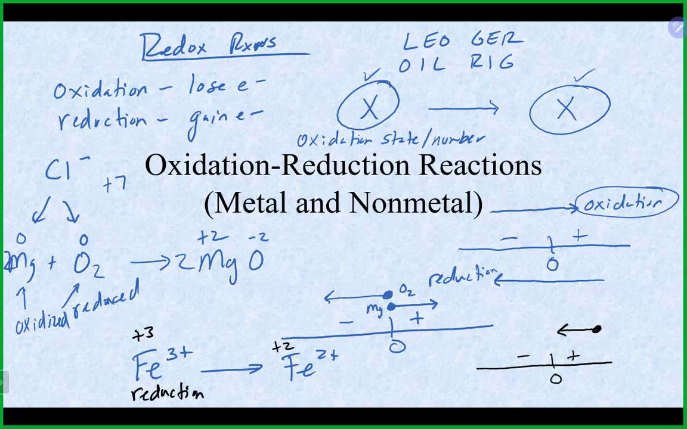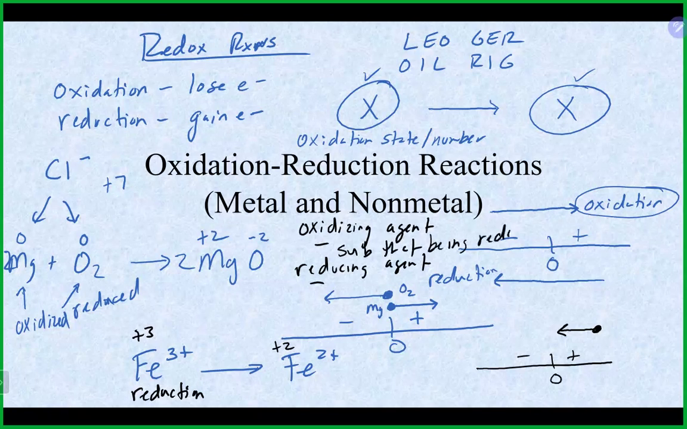Now, when we talk about oxidation and reduction, there are also two other terms that are sometimes used, and those are the oxidizing agent and the reducing agent. These names sometimes confuse people. If you are asked, what is the oxidizing agent? That is the substance that is being reduced. And if you are asked, what is the reducing agent? That is the substance that's being oxidized.